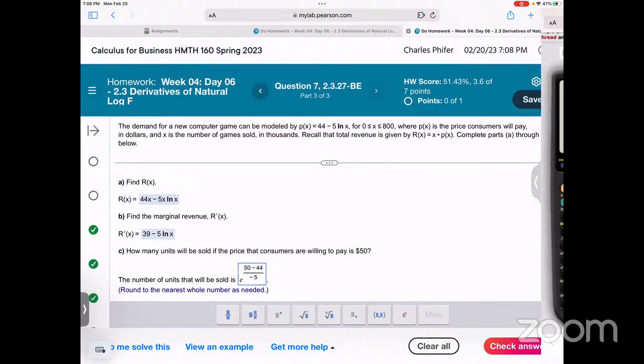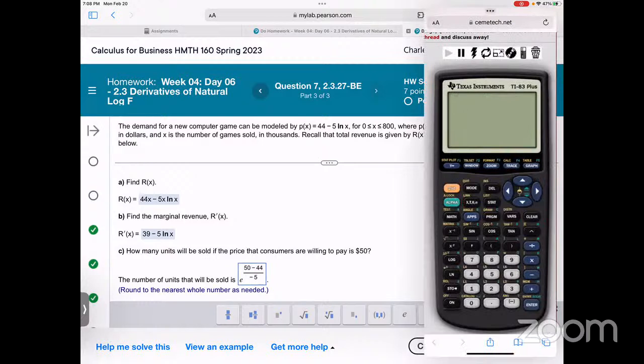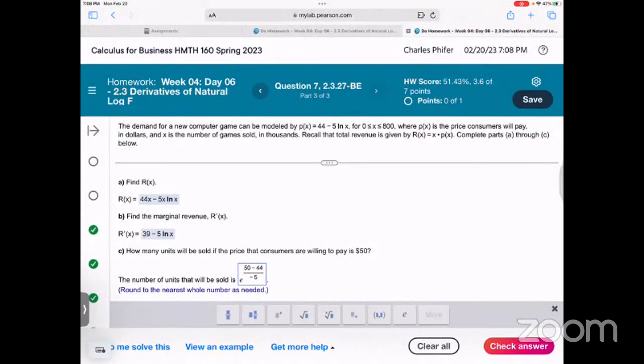Then we just need to use our calculator and round to the nearest whole number. So we're going to say e to the power of, for the numerator, 50 minus 44, divided by -5. Nearest whole number, let's see, what are we missing? How many units will be sold? Practically 0. I guess people are not willing to pay that much. We're going to go with 0, because basically people are not willing to pay that much for this computer game.